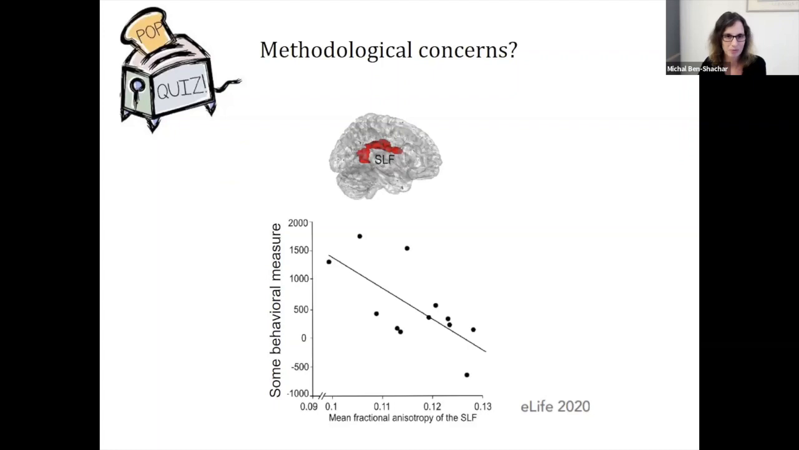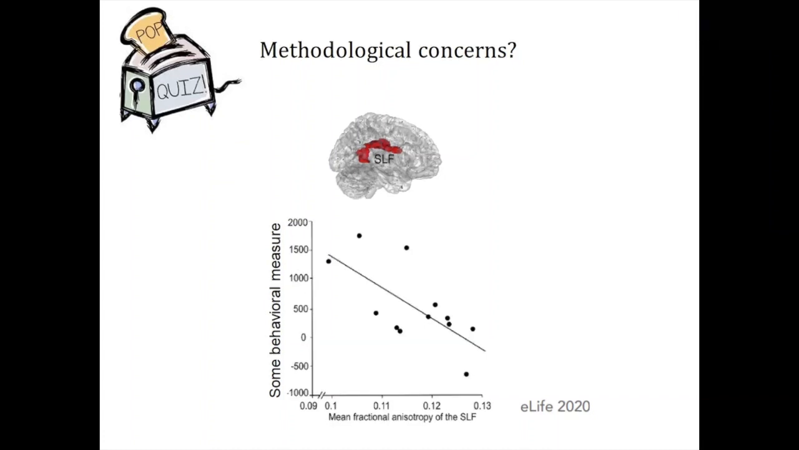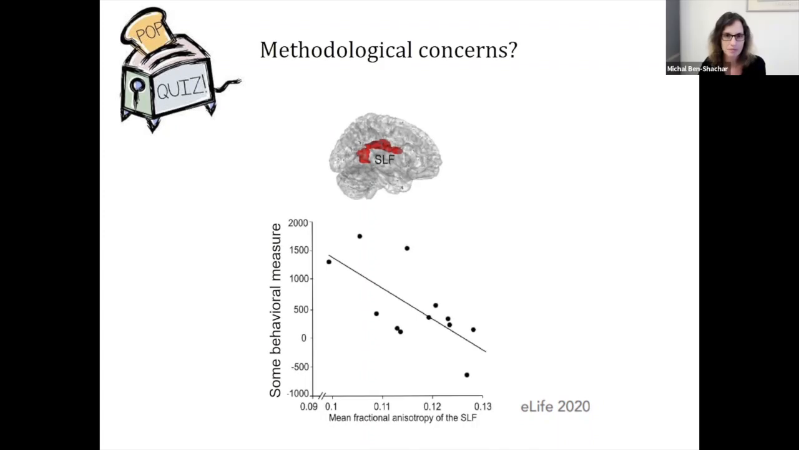So here's another quiz for you. And this finding from a recent paper: is there any methodological issue we should be concerned about? And again, we should always look at the values on the axes. In this case, the FA values are around 0.1 to 0.13. So we might be worried about registration and perhaps partial volume sampling of the gray matter.